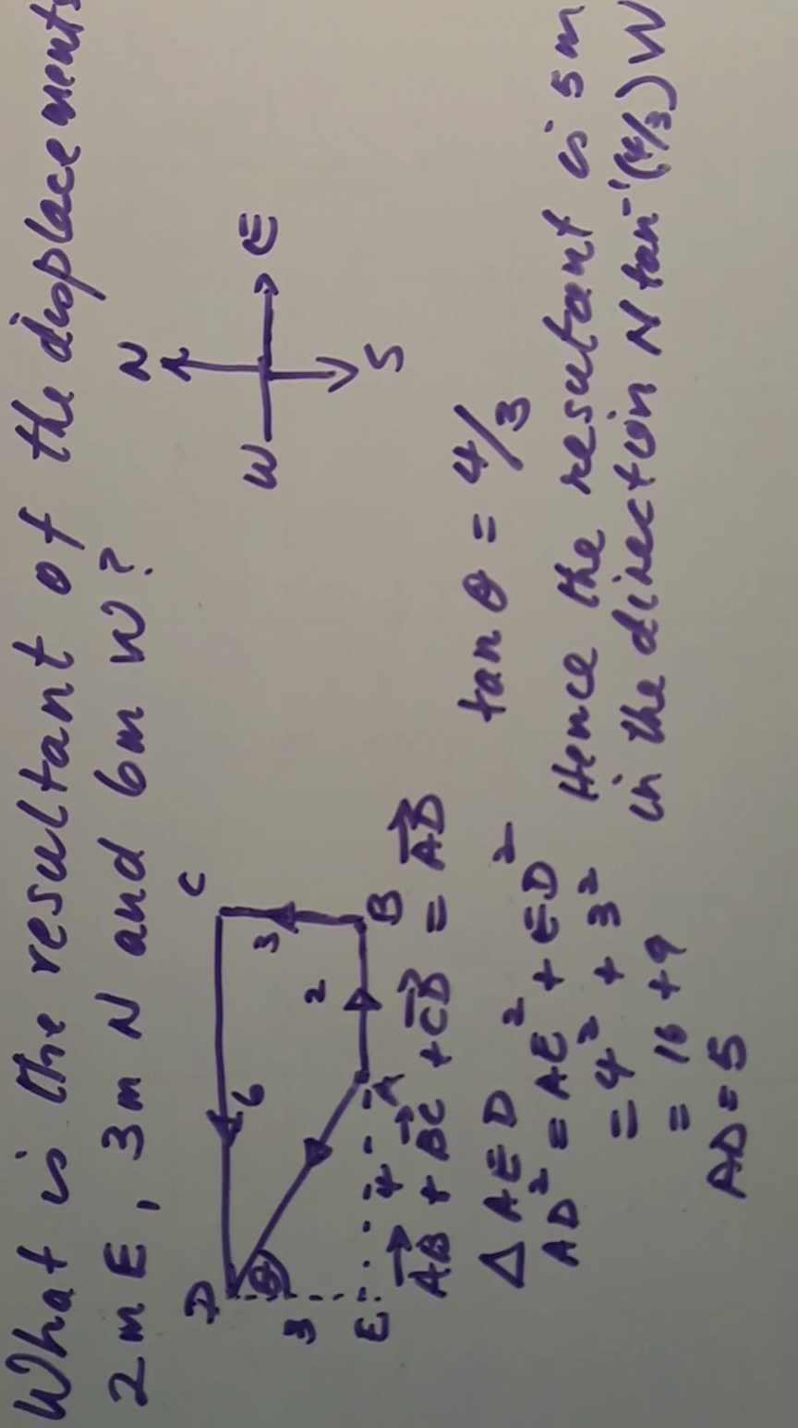And that's it. That's the resultant of the displacements: 2 meters going east, 3 meters going north, and 6 meters going west. So the concepts here are just plain to add in vectors here and determine the resultant vector. And further to that, the angle in which it makes with the line going north.